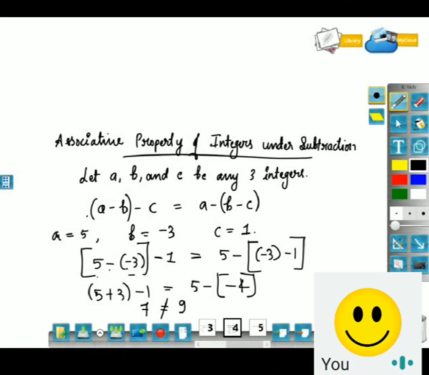Okay, the same property we'll be checking with some more examples, and most of you are asking for some more examples. Now I'll be giving the same property with different values. Please try to do it on your own and tell me what answers you will get on the left hand side and on the right hand side of the equation.